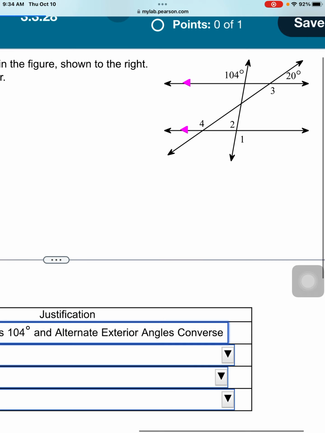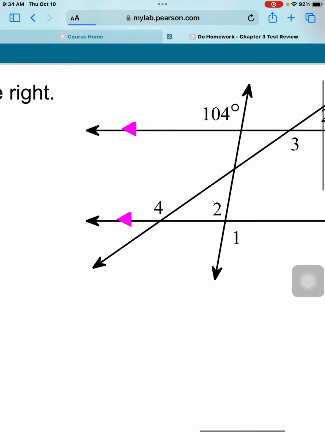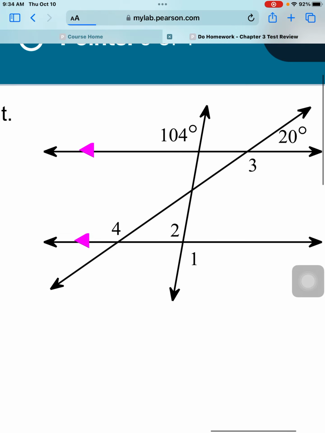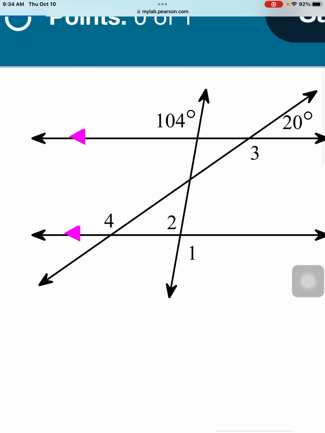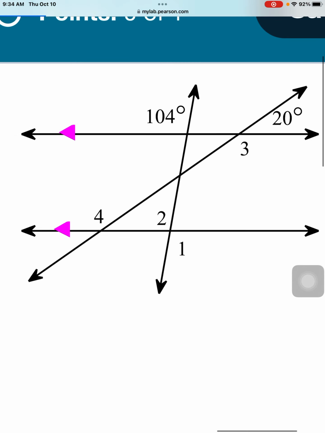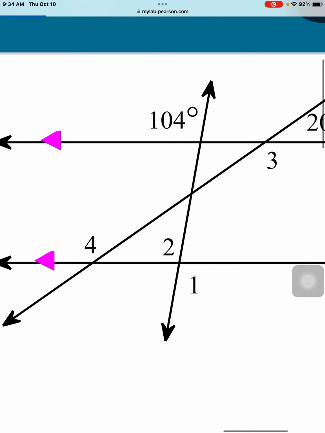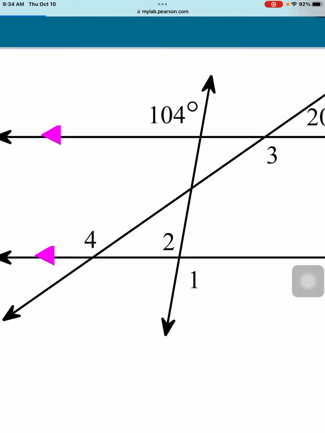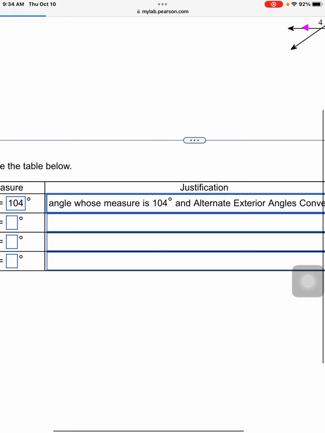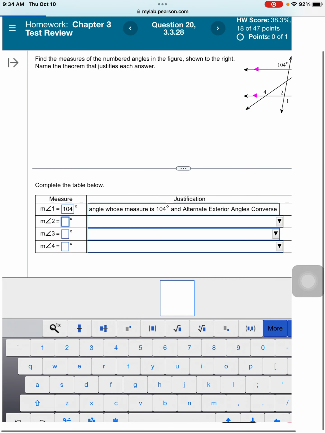Now, what about 2? Once again, do I look at my 20 at all? Absolutely not, because my 20 and my 2 are not on the same transversal, right? My 20 is on this diagonal transversal. My 2 is on this almost vertical transversal. So now I'm going to look at 104. Now, 104 and 2 have what relationship? They're corresponding angles. So I know my 2 is going to be 104 for sure.